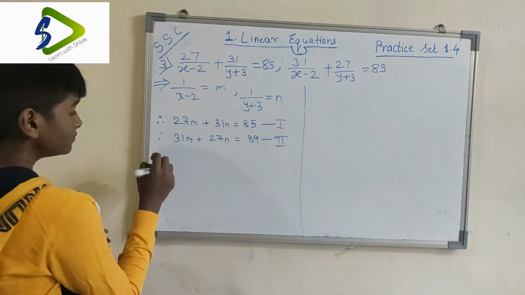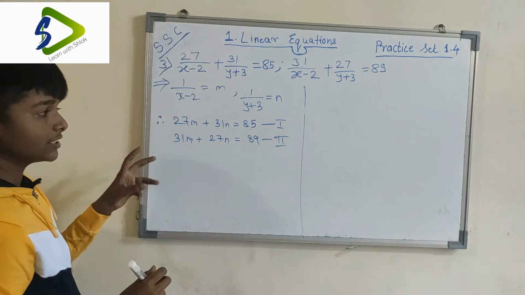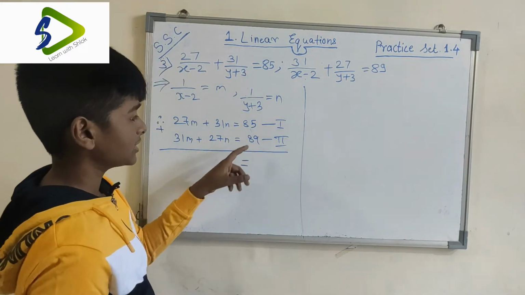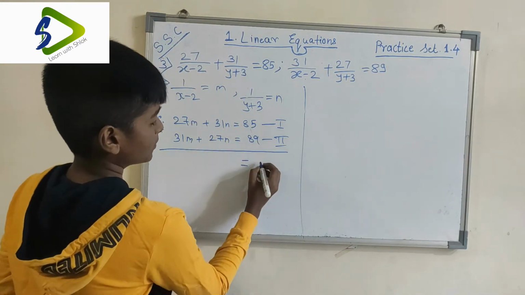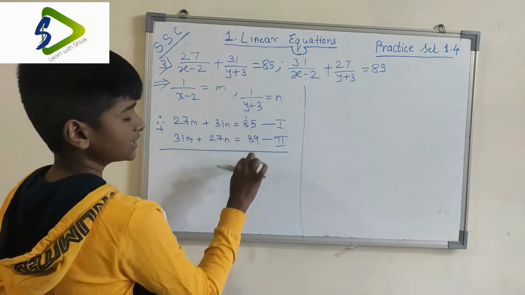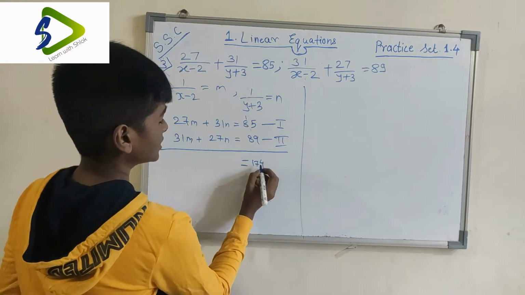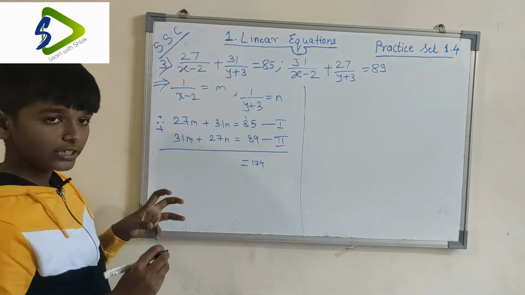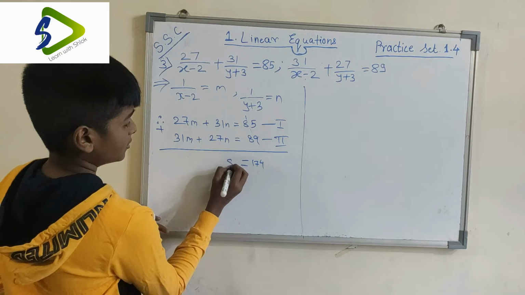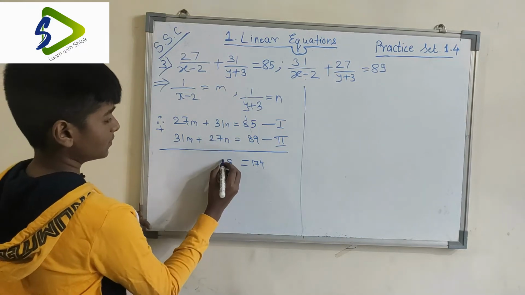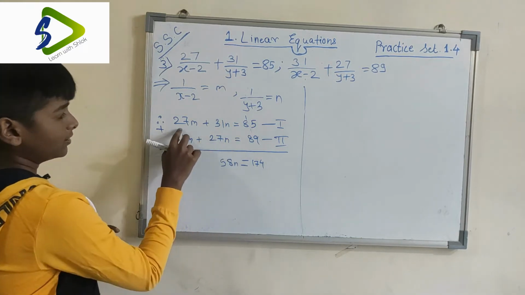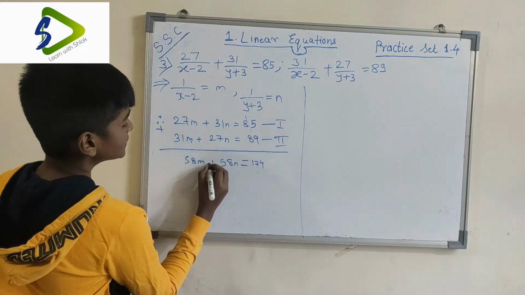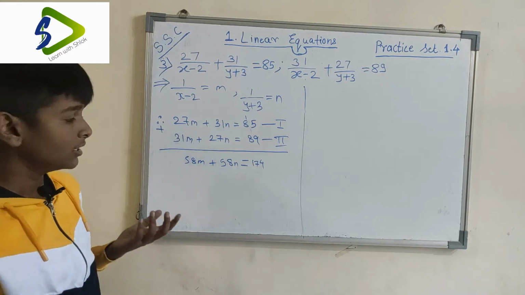So therefore we can add equation 1 and 2. So let's add equation 1 and 2. So now let's add 85 plus 89, 9 plus 5 is 14, 9 plus 8 is 17. So the answer is 174. Plus 31 plus 27 will be 1 plus 7 is 8, and 3 plus 2 is 5, so 58n, and 27 plus 31 will again be 58. So 58m plus 58n is equal to 174.